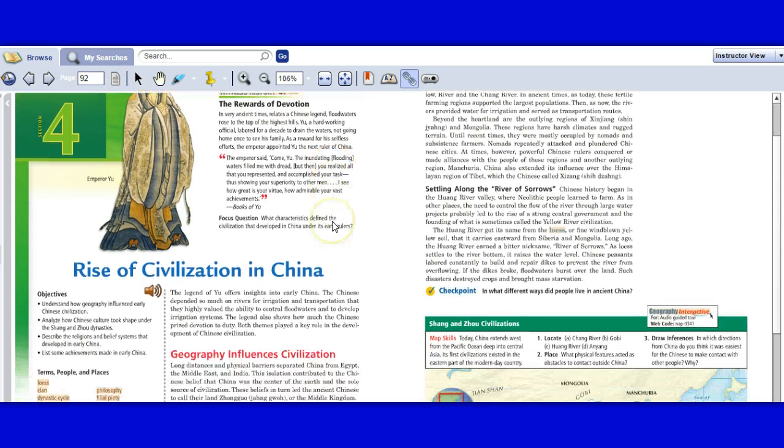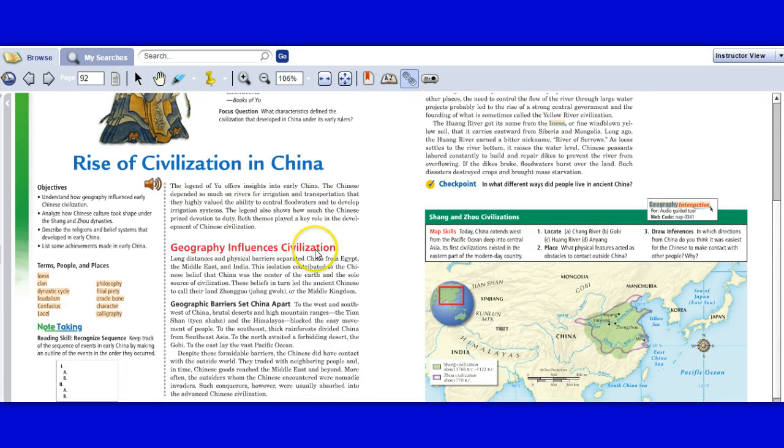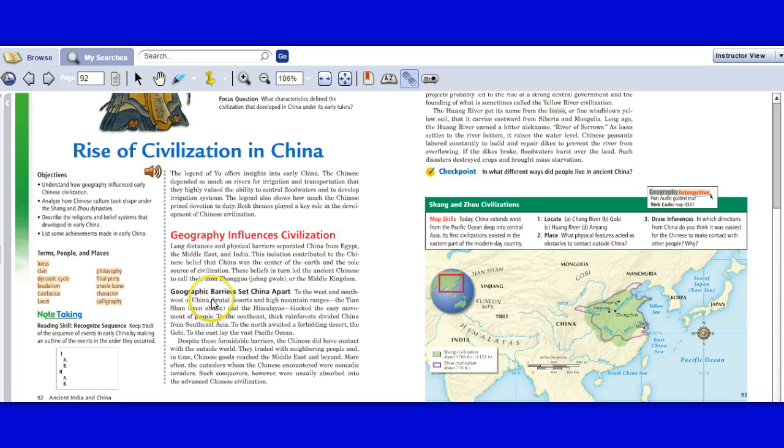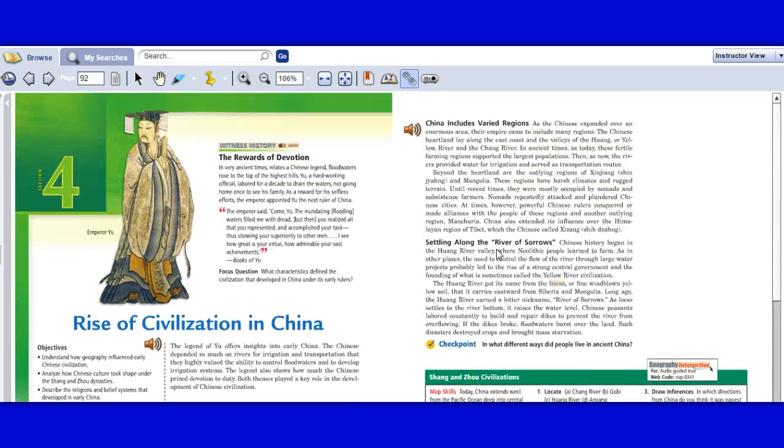Do your pre-reading strategy. Obviously, rise of civilization in China is what we're going to be looking at. The geography is where we're going to start. There are geographic barriers that set China apart. You'll notice that this is kind of the geographic barrier, the geographic range that sets China apart. Lots of mountains and desert, and then a large landmass as well as an ocean. Okay. China includes varied regions.